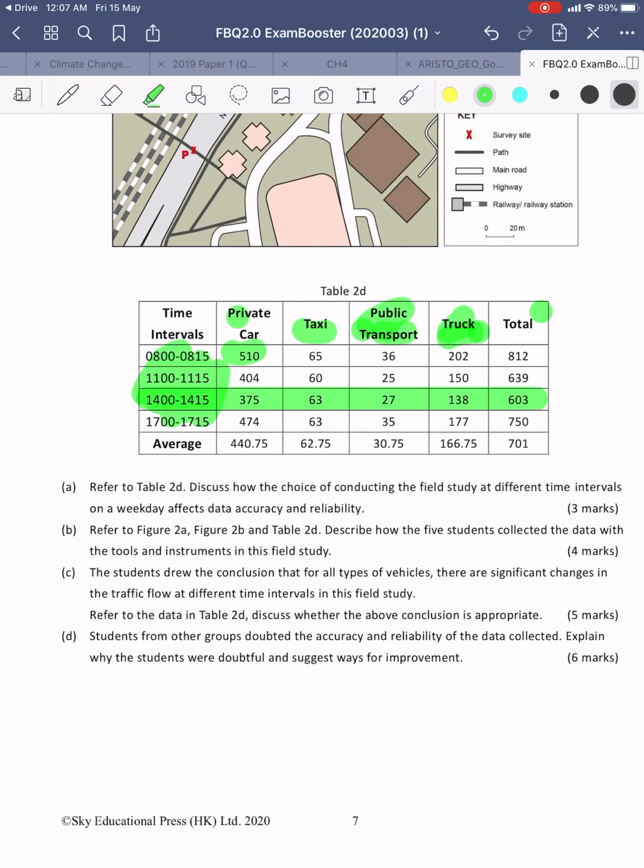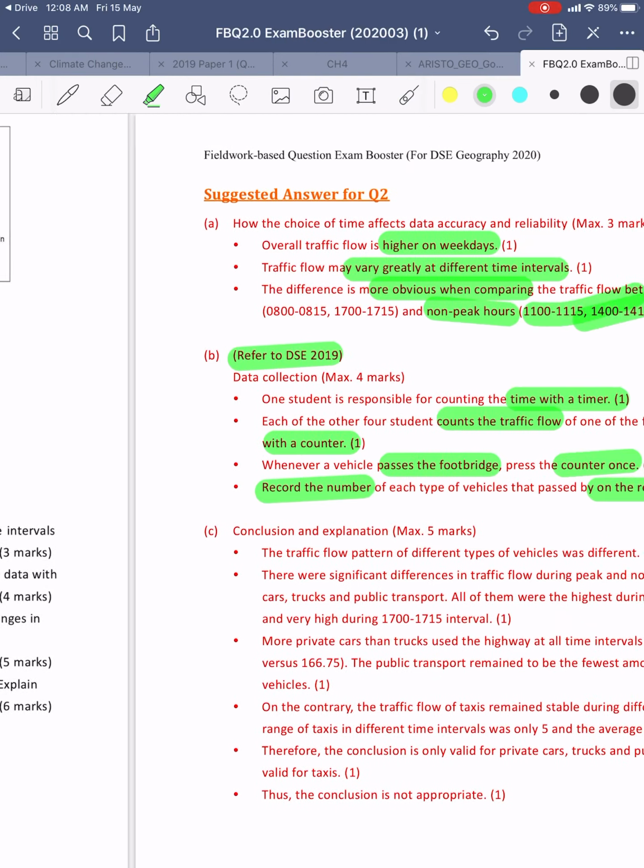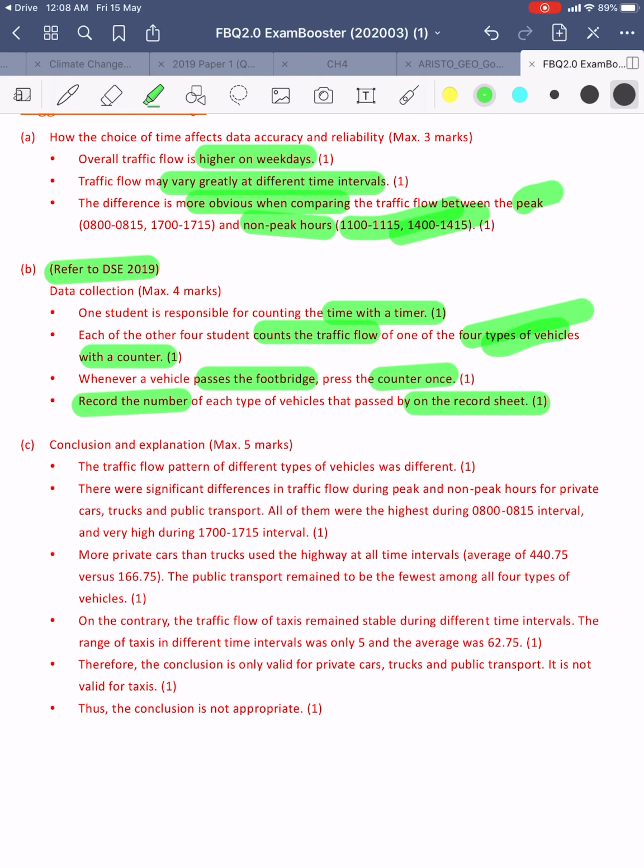C, the students draw a conclusion that for all types of vehicles, there is a significant change of traffic flow at different time intervals in this study. Refer to the data in Table 2d. Discuss whether the above conclusion is appropriate. Definitely appropriate. But you have to give them the data and also explain the reason behind. What should you do? First of all, you have to justify the hypothesis. The traffic flow is different. Then quote the figures to me. For example, 8 o'clock and 5 o'clock are very high. There are peak hours for private cars, trucks and public transport.